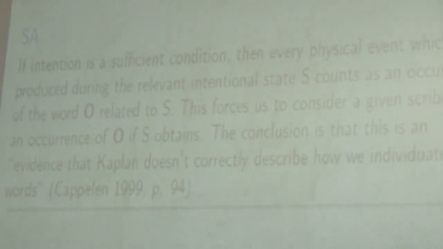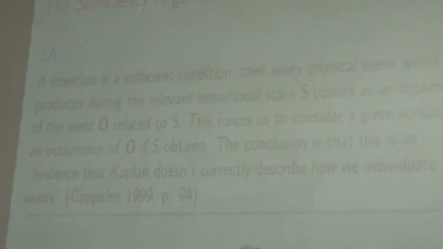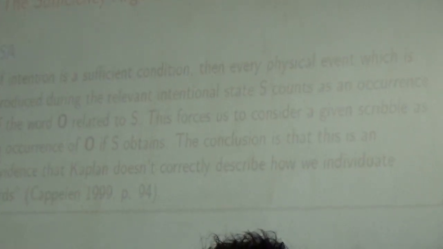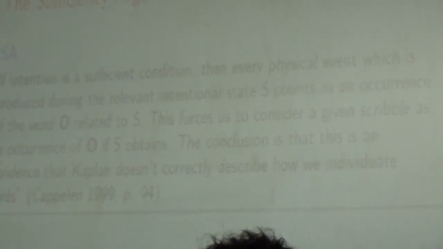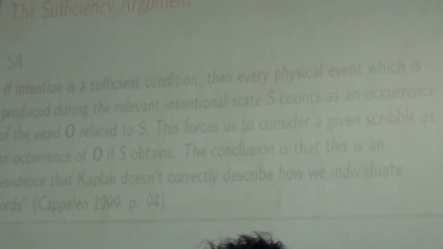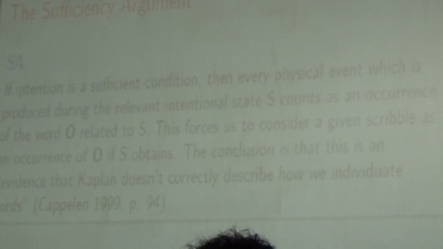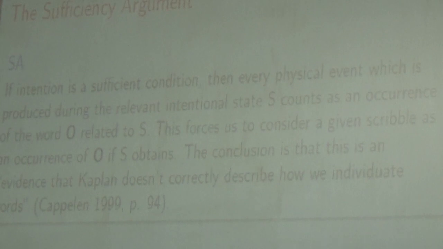Okay, the sufficiency argument runs as follows. If intention is a sufficient condition, then every physical event which is produced during the relevant intentional state S counts as an occurrence of the word O related to S. This forces us to consider a given scribble as an occurrence of O if S obtains. The conclusion is that this is evidence that Kaplan doesn't correctly describe how we individuate words. I think this argument misses the point for one simple reason.